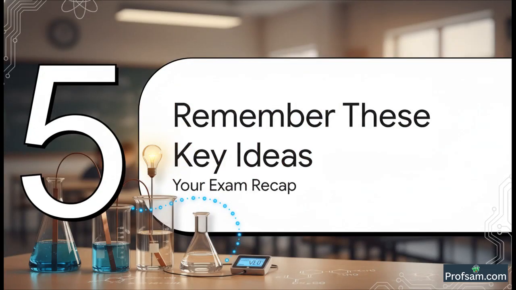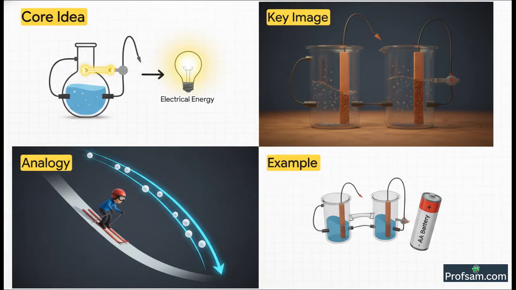All right, let's pull everything together. For your exam, here are the absolute key ideas you need to remember. These are the 4 points to hold on to. The core idea of converting chemical to electrical energy, the mental picture of the Daniell cell, the simple analogy of the ski slope, and the real-world example of a common battery.